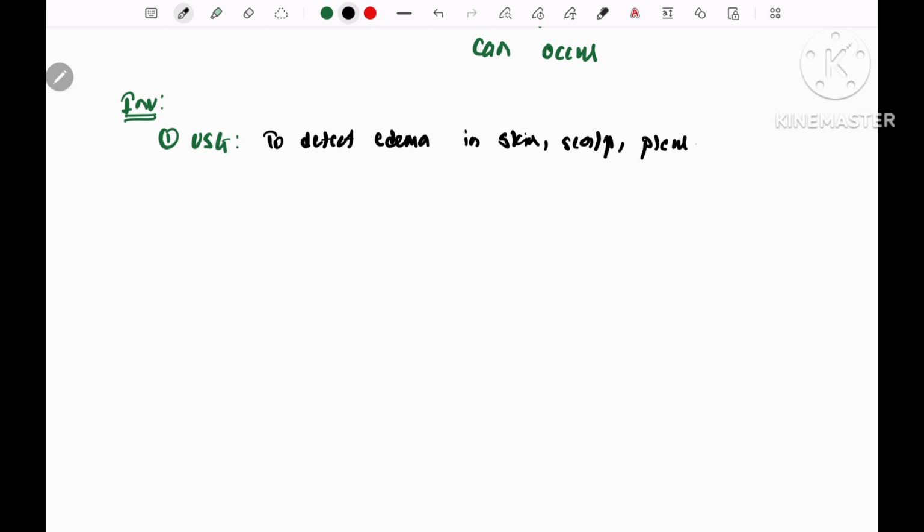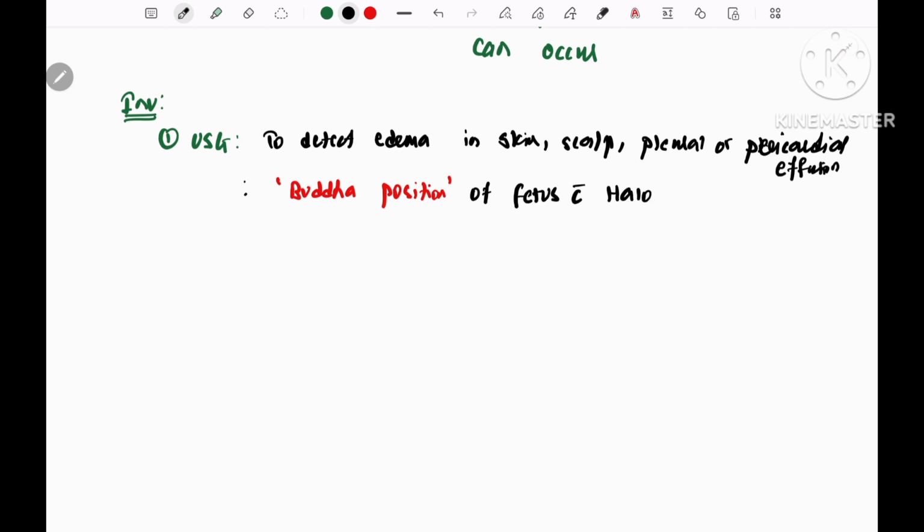pleura, or pericardial, pleural or pericardial effusion. We can detect these through ultrasonography. Also, there is one position called the Buddha position. This is the position of the fetus with a halo around the head due to edema of the scalp.